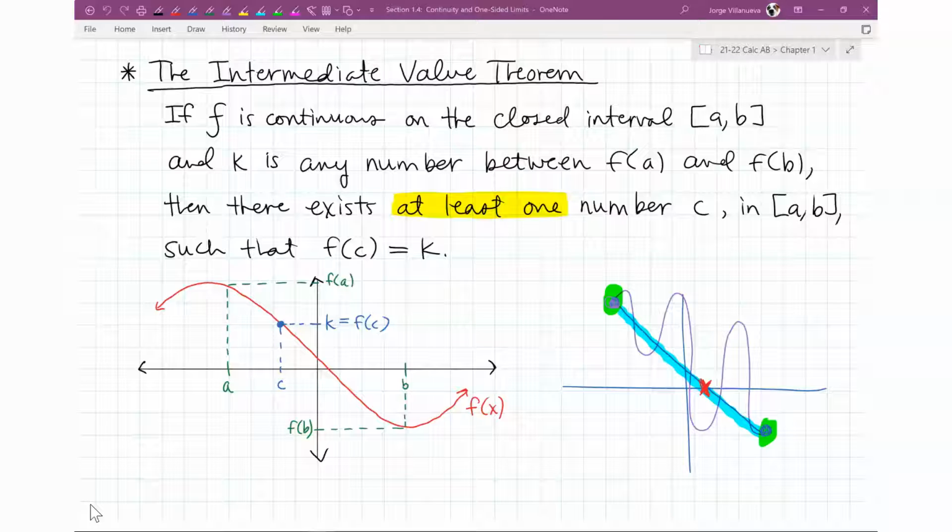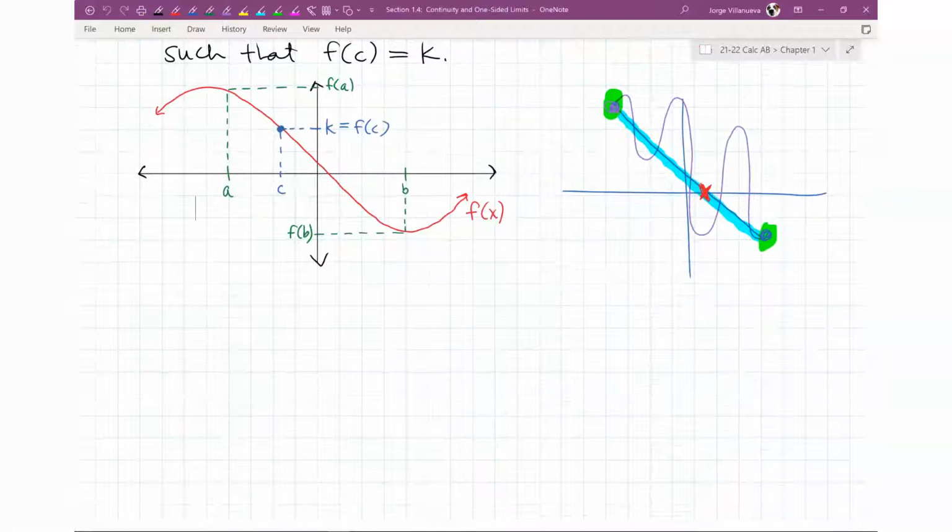I was able to show you that, and I told you the most practical use of this is to show that there's a zero. So let me give you an example of the most practical use that you will have for this theorem. Okay, so here we go.